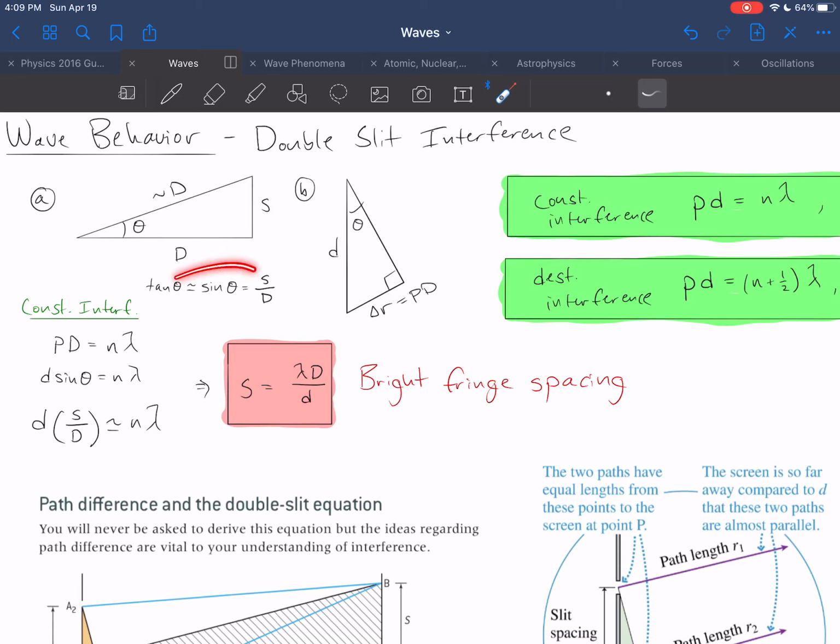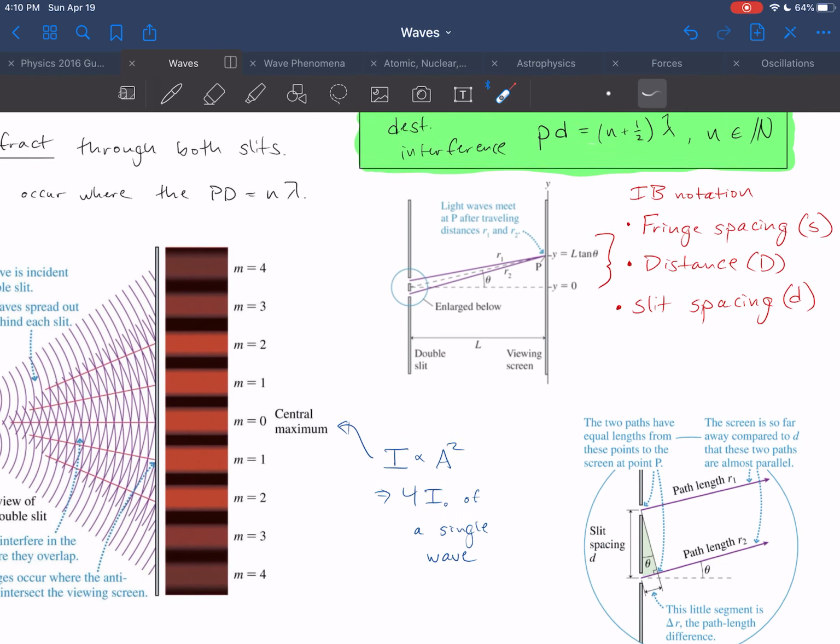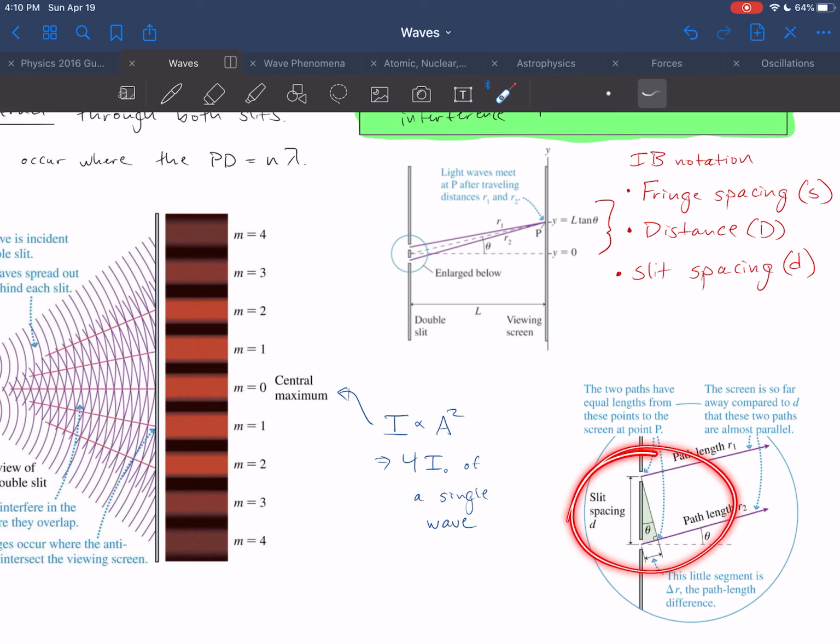So this is our small angle approximation, where the tangent of theta, s over D, is about equal to the sine of theta, s over D. Notice the same approximation. Awesome. Then we use the other triangle. We use a triangle in the second diagram with the same theta. So we're using theta to unify them.